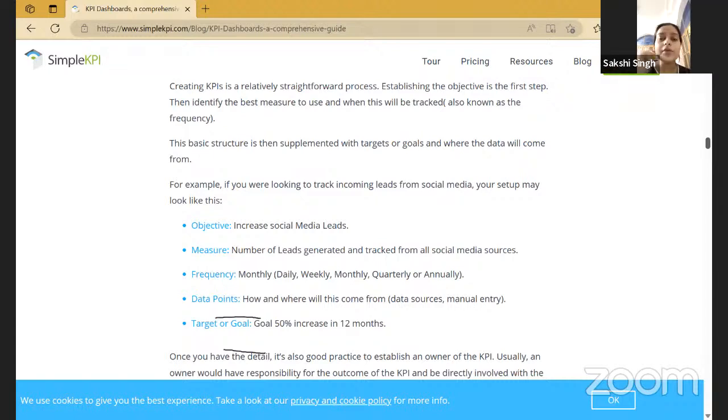Ma'am, can you please repeat the question? If you are an HR manager and you have to write your own KPIs, how will you write those KPIs?